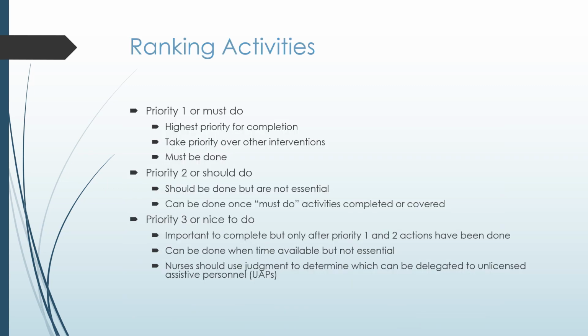So the ranking activities. Priority 1 is what you must do. It's the highest priority for completion. Now we're talking about tasks to complete. Don't get that confused with the urgency levels for setting priorities. This is how I'm going to rank the actual activities. Number 1 is a priority. I must do this. It takes priority over other interventions. It has to be done.